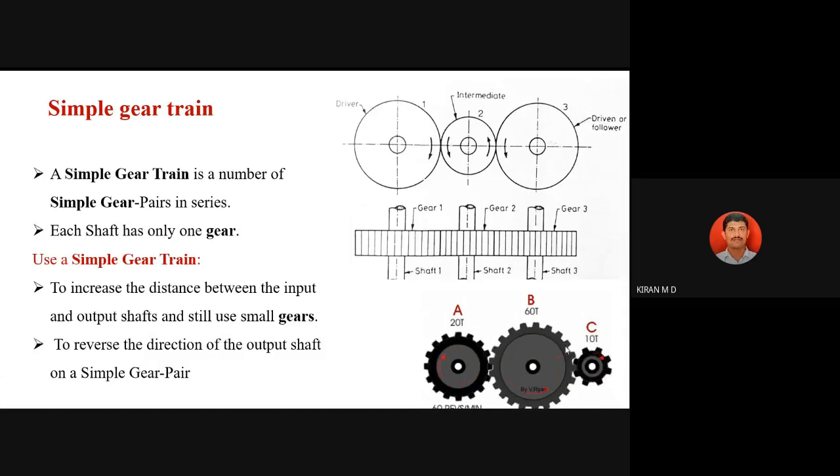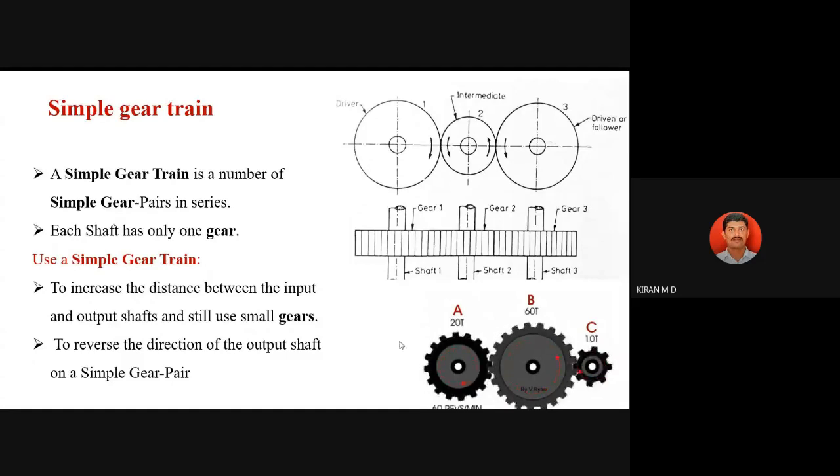There are two conditions in which we are going to use the simple gear drive. The first condition is if the center distance between the two shafts is very high, if you want to reduce the space or increase the distance between the shafts, there we use intermediate gears. The second one is to get the desired direction, either if you want to reverse or get the same direction. Depending on that, we use the number of intermediate gears.